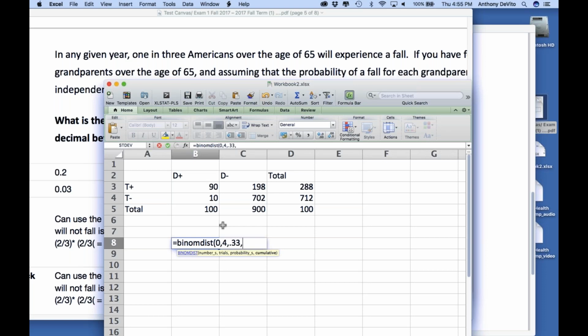Comma, and then it wants to know true or false. If I put in true, it's going to give me the cumulative probability for that outcome and everything below it. So since it's 0, it doesn't matter if I put in true or false, right? Because there's nothing below 0. So it really doesn't matter. Watch this. If I put in true, this is the probability. Probability is about 20% that none of the four will fall, right? Watch if I change that to false, it comes up to the same thing.